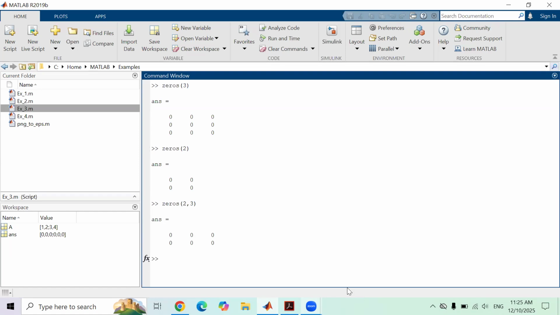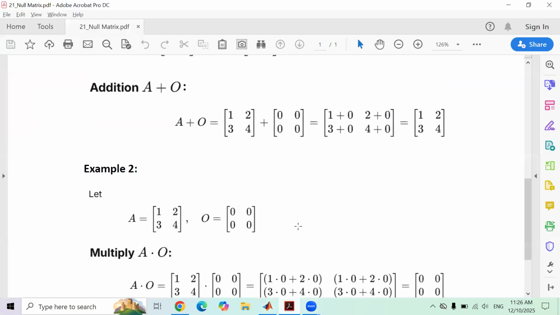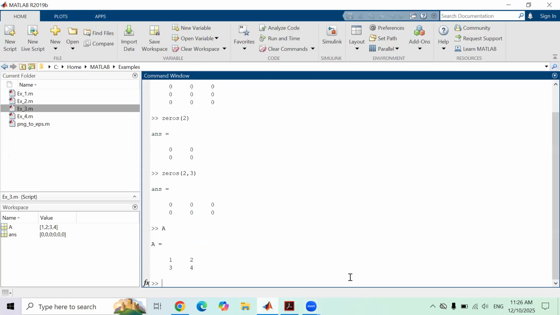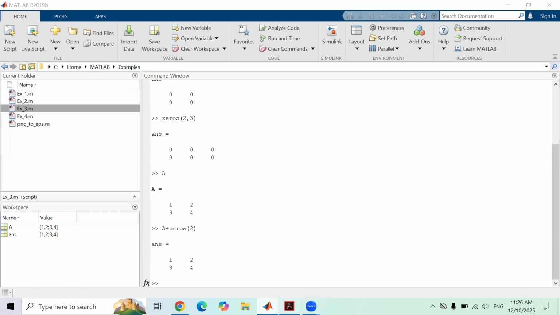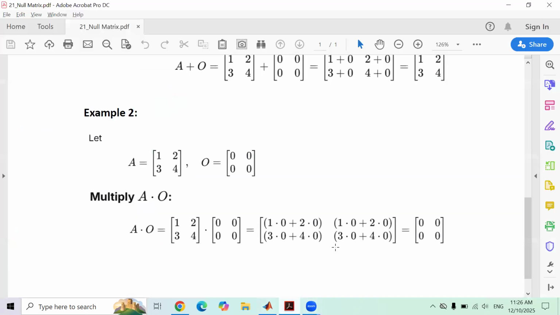Now let us perform the addition as it was shown here. This is the same A matrix that we have taken here: 1, 2, 3, 4. Now what we are going to do is just type A plus zeros. Inside the parentheses, we type 2, and of course, we get back A. Now let us perform the multiplication. Let us replace plus with dot star, and we get a null matrix. So this is the same answer that we got here.